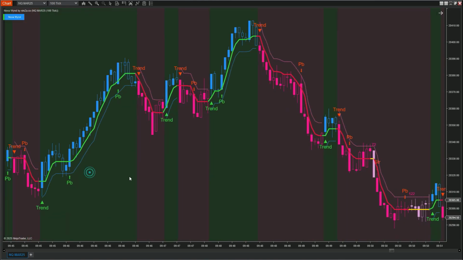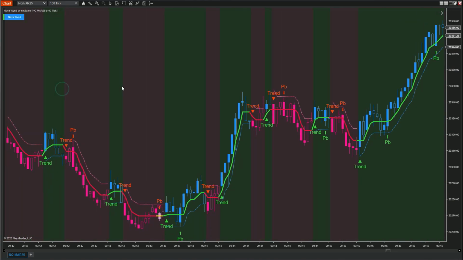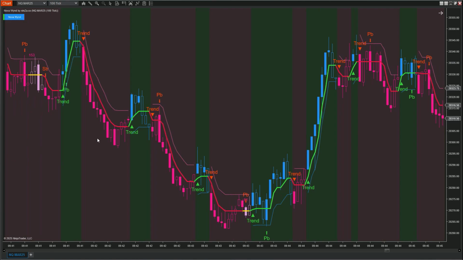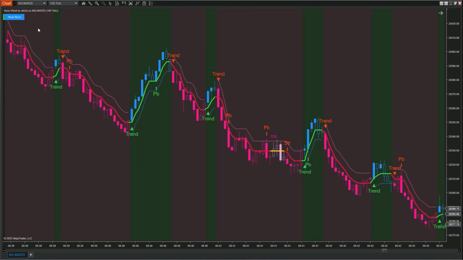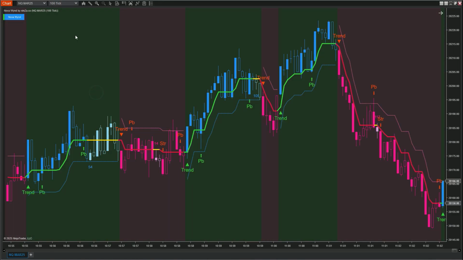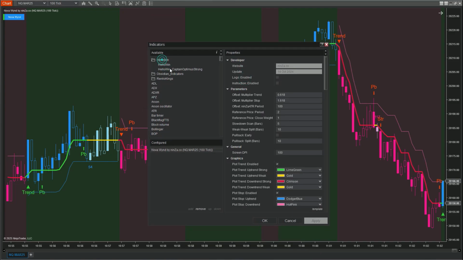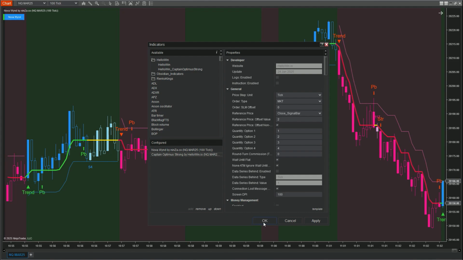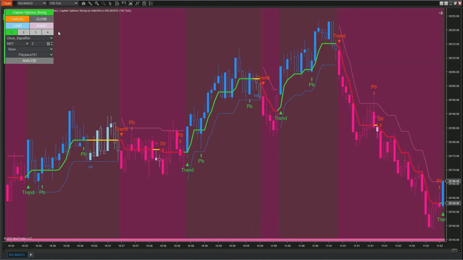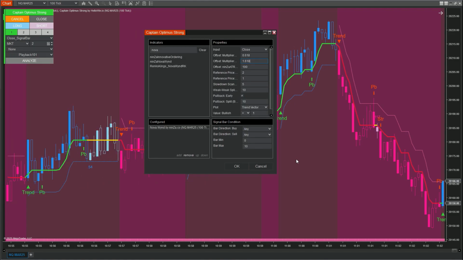The essence of scalping is simple. Grab a few candles and exit. You don't need to catch a massive trend. However, scalping requires lightning-fast execution, and manual order placement can cause delays, sometimes leading to missed trade signals. To solve this, I'll use Captain Optimus Strong, a system that lets you integrate any indicator for automated trading without relying on third-party tools. And here's how we set up Nova Wind on Captain Optimus Strong.